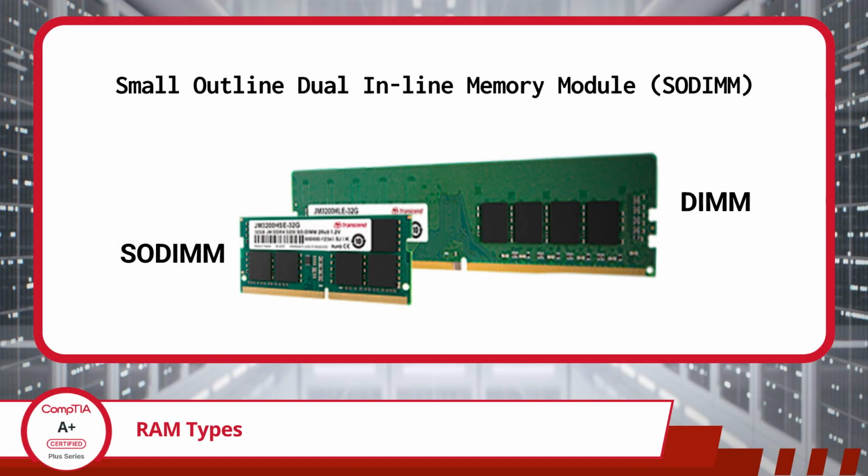While DIMMs are used in most desktop systems, laptops and other compact devices require a smaller form factor. This is where SO-DIMM comes in. SO-DIMM stands for Small Outline Dual Inline Memory Module. As the name suggests, it performs the same function as a standard DIMM, but in a smaller physical size. Because laptops and compact systems have limited internal space, a full-sized DIMM simply would not fit. A SO-DIMM is shorter in length and designed specifically for these space-constrained environments.